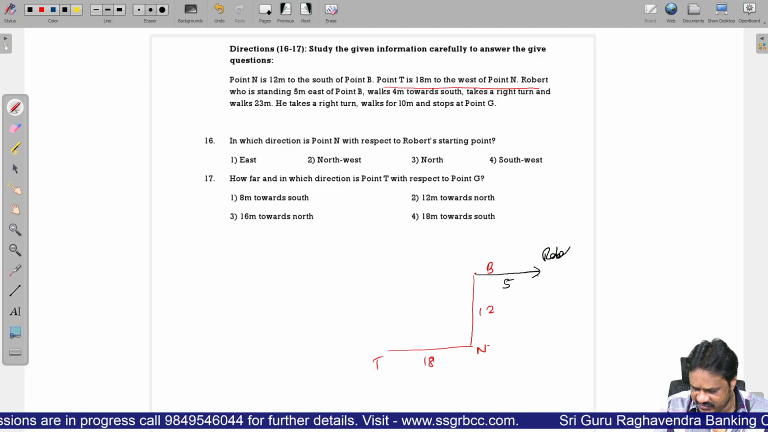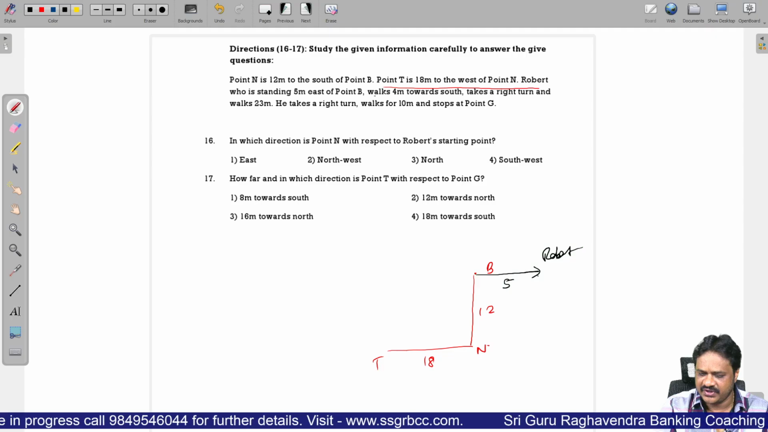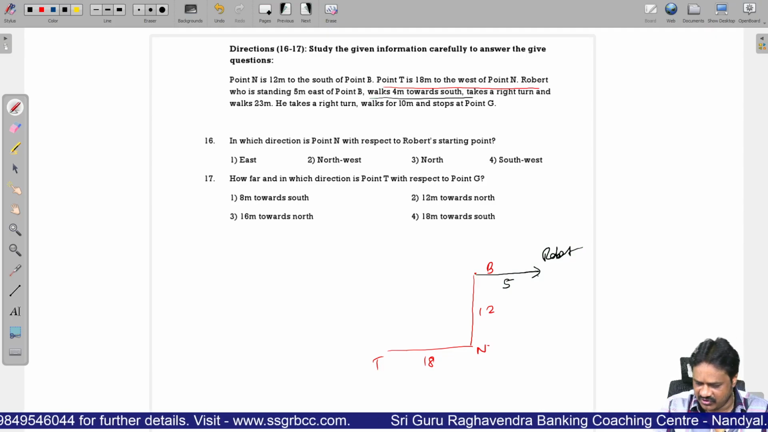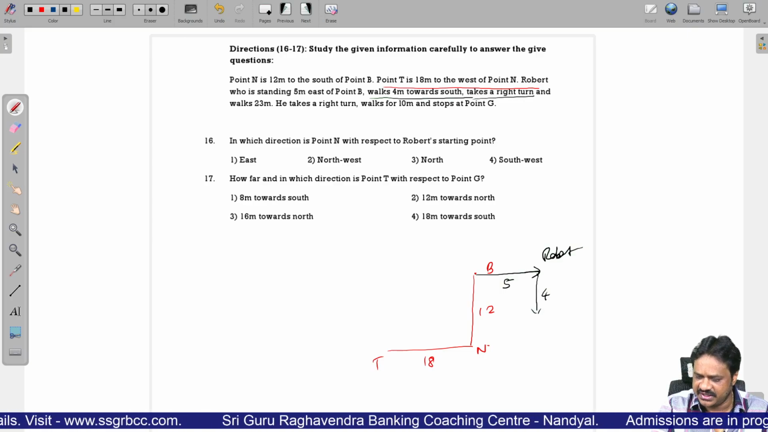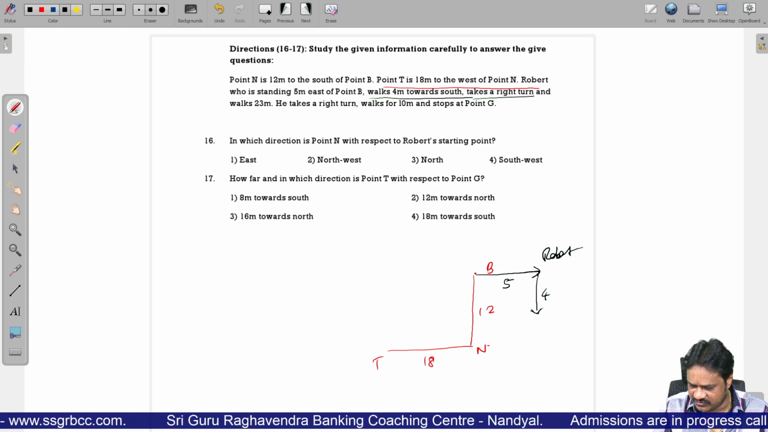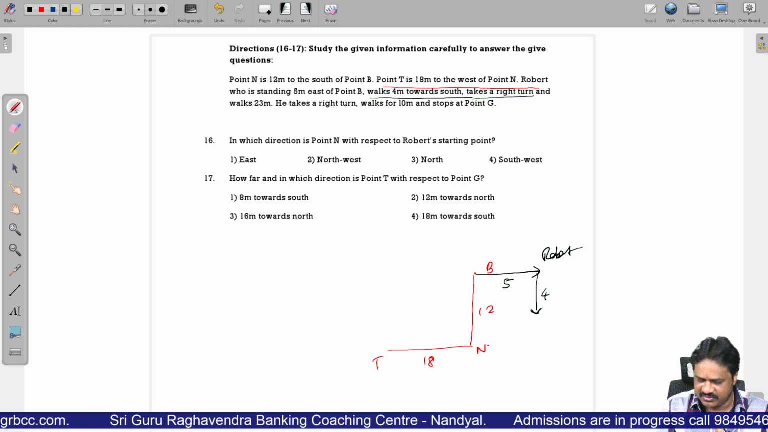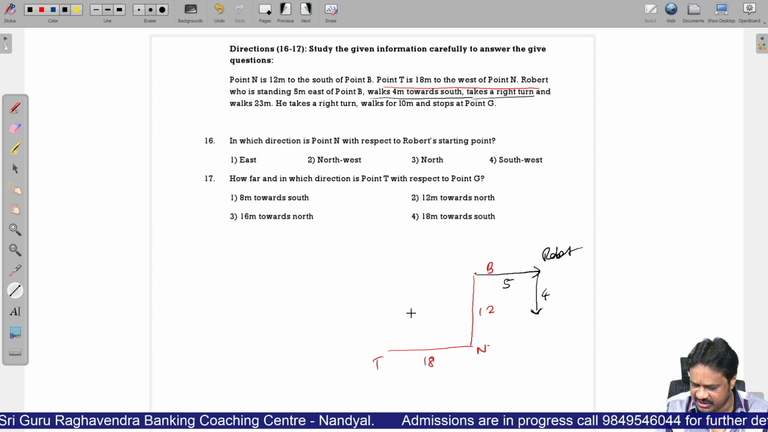Here we have the person called Robert. He walks first 4 meters south. This is 4 meters south. Then he takes a right turn. See, this is the south facing person. Taking right means you have to take right or left, left. And walks 23 meters.